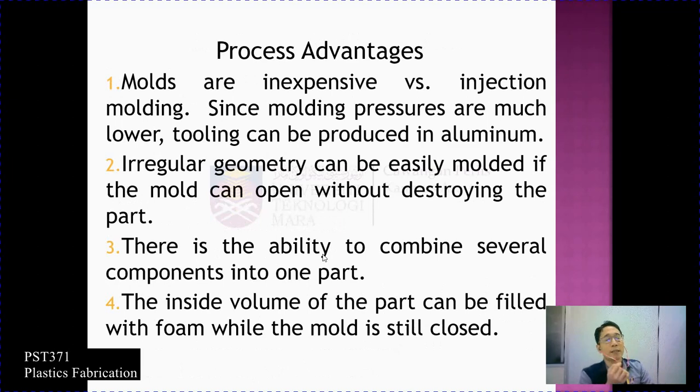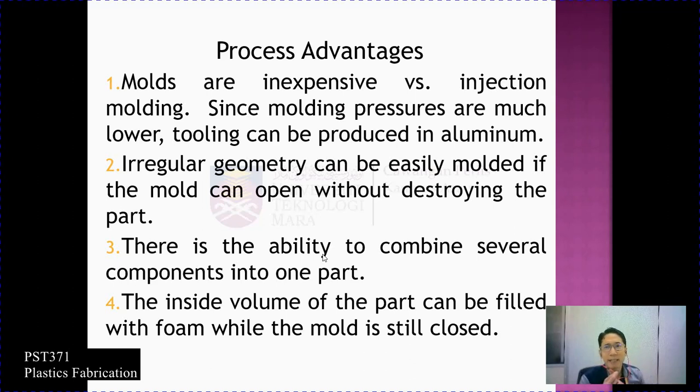Process advantages of extrusion blow molding. Molds are inexpensive versus injection molding, since the molding pressure is much lower and tooling can be produced in aluminium. As compared to injection molding, you need higher pressure for processing, and because of the higher pressure, you need hardened steel to produce your mold. This is different with extrusion blow molding.